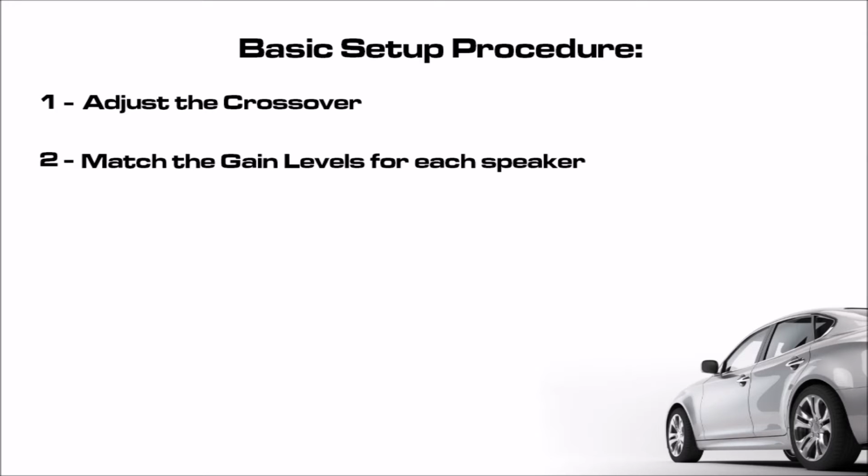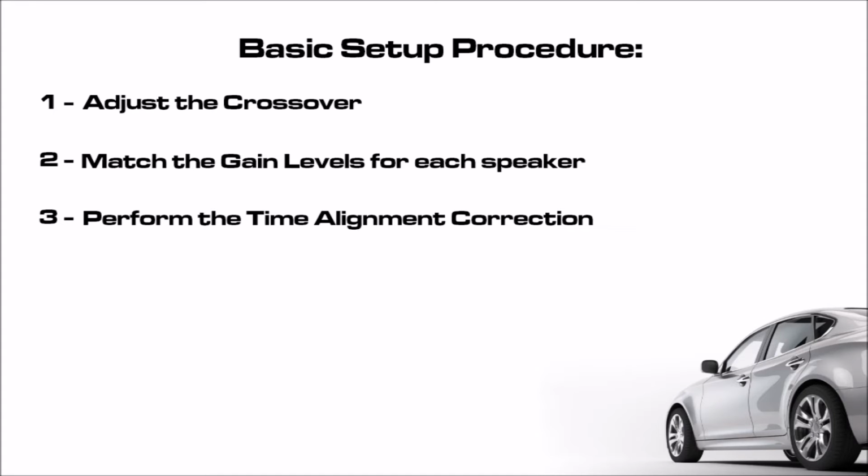Match the gain levels for each type of speaker. Because speakers have different sensitivity levels, different gain levels should be applied in order to have a well-balanced sound system. For example, tweeters are normally much louder than the mid-bass speakers, therefore it needs less gain to output the same amplitude level. Perform the time alignment correction.